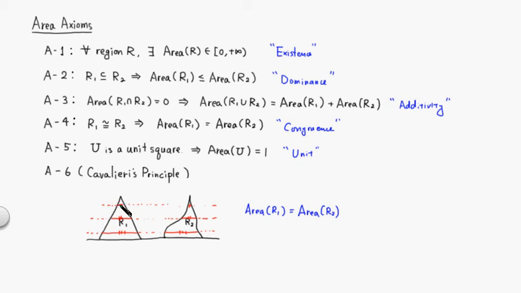So those are the 6 area axioms, and that's it. I hope that this was clear.